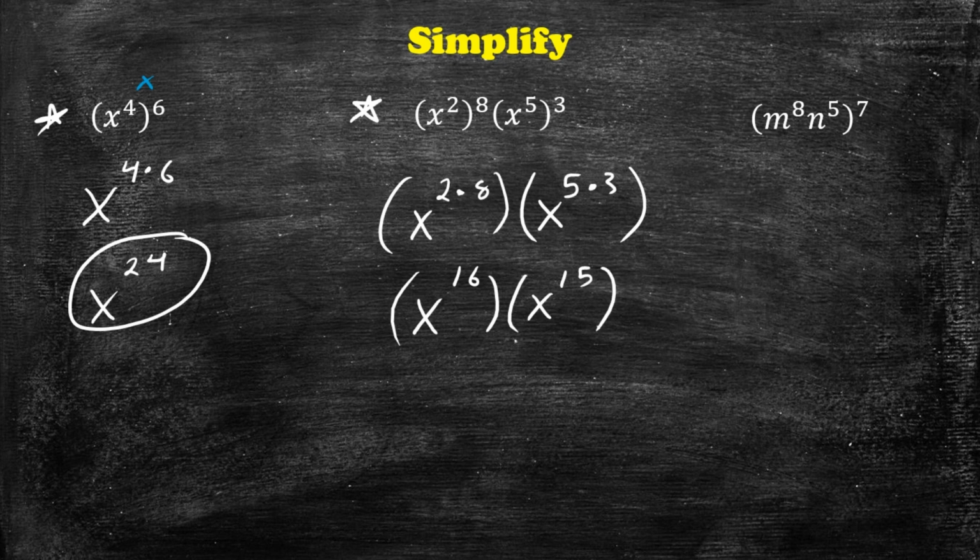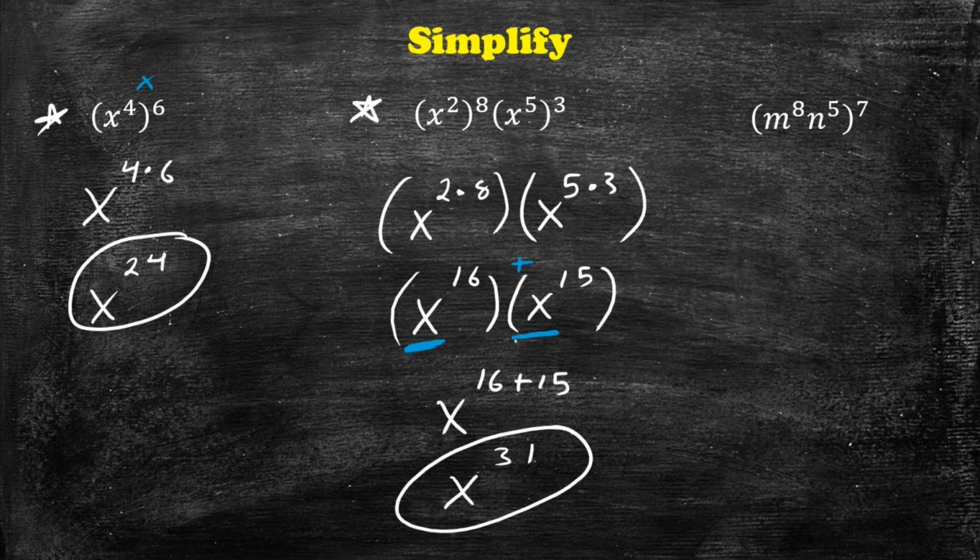All right, so now we have two variables that are both being raised by exponents. The bases are the same. So what we do with the exponents is we add them together. So what we get is x to the 16th plus 15th. All right, and we do that, what we will get is x to the 31st power.